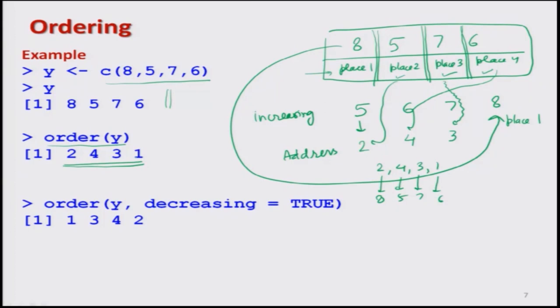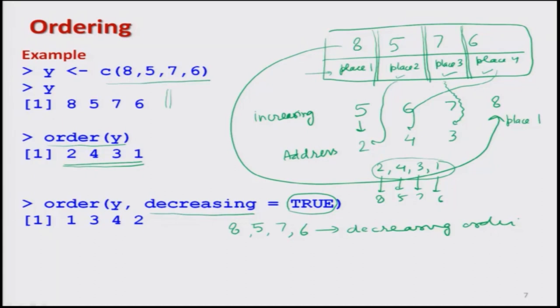Similarly, when I say that I want this order in decreasing sequence, and I write decreasing equal to true instead of false, then just the opposite of this happens. These values 8, 5, 7 and 6, when arranged in decreasing order, come out as first the maximum value 8, then the second largest value 7, then the third largest value 6 and lastly the smallest value 5.